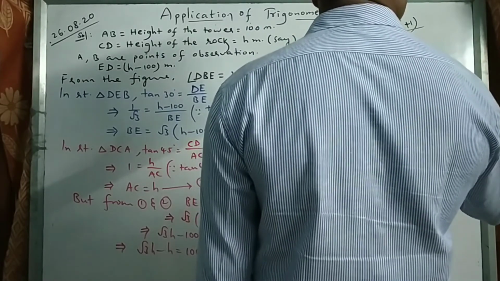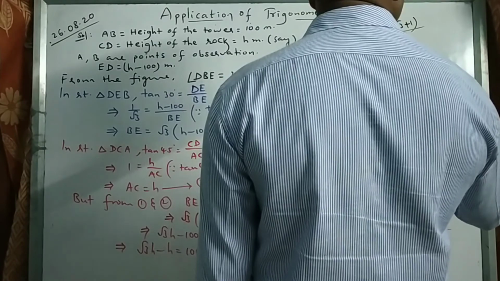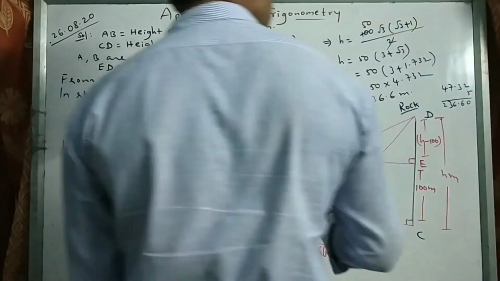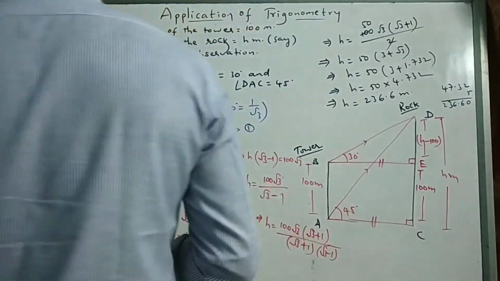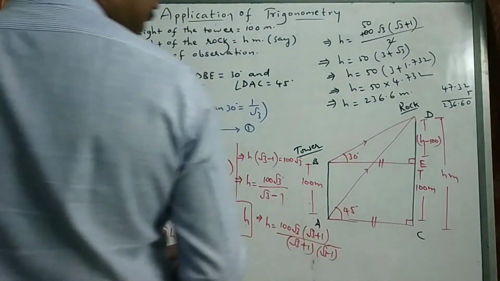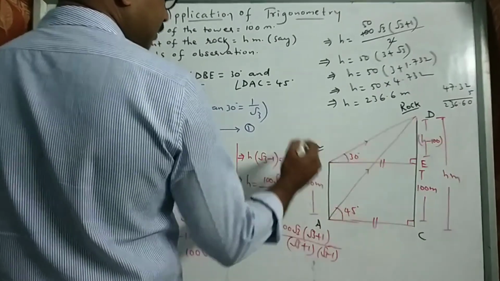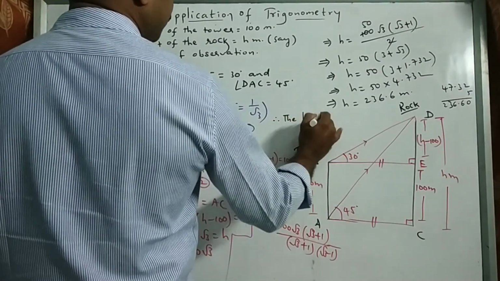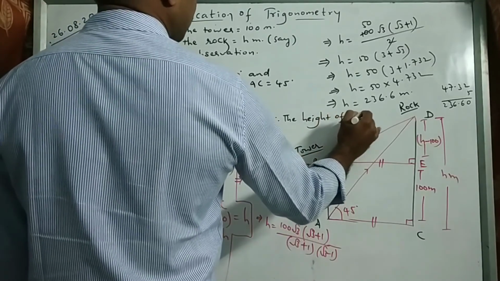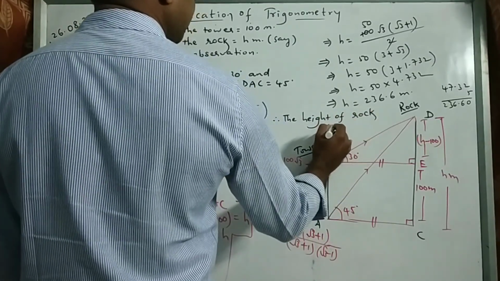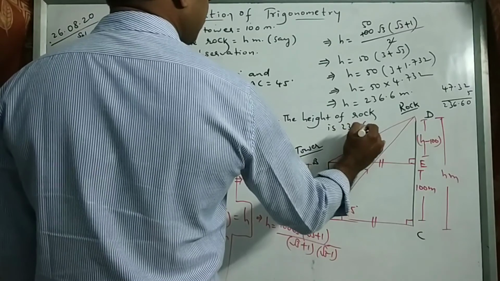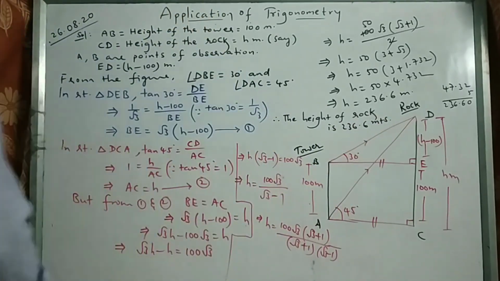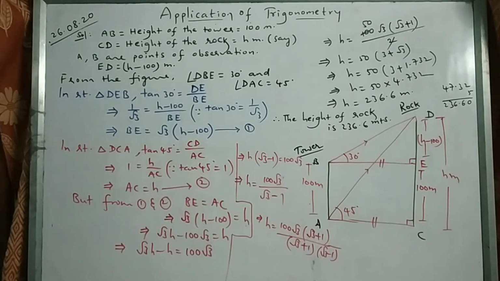47.325. That's correct. So therefore, what is h actually? Height of the rock. Therefore, the height of the rock is 236.6 meters. That is the end of solution. Hope it is clear. Thank you.